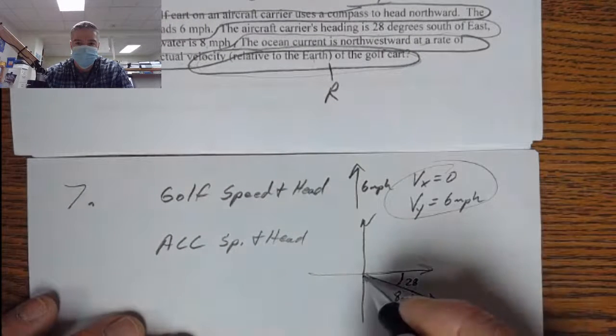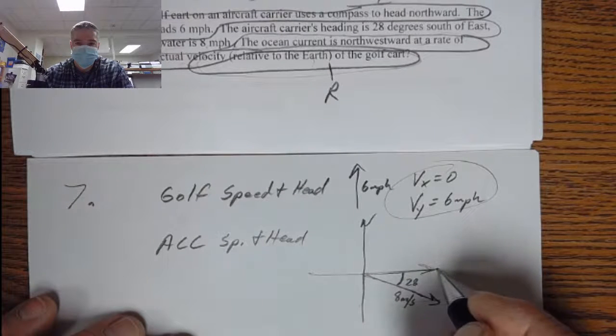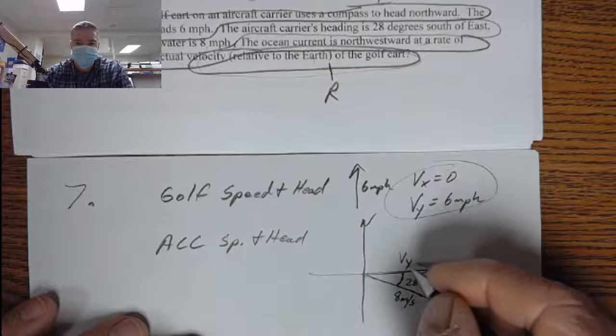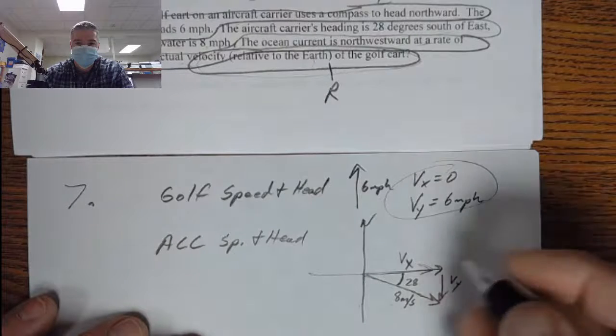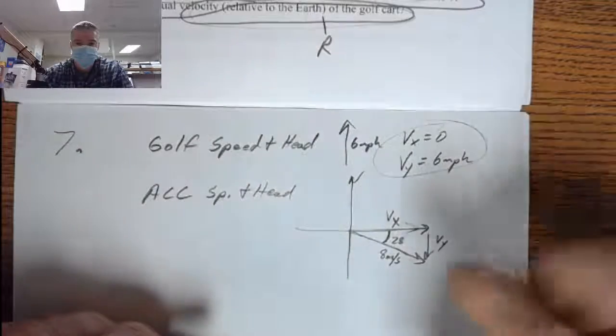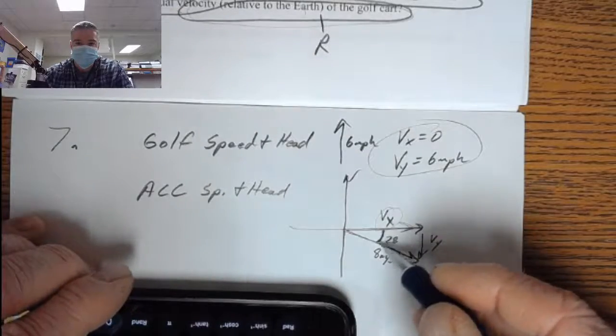So to resolve this, I can either draw my y like this and my x like that, or I can draw my x like this and y like that. That's how I'll do it. If I draw it like this, it's different than if I had drawn it like that. To find x, I'm going to use cosine.